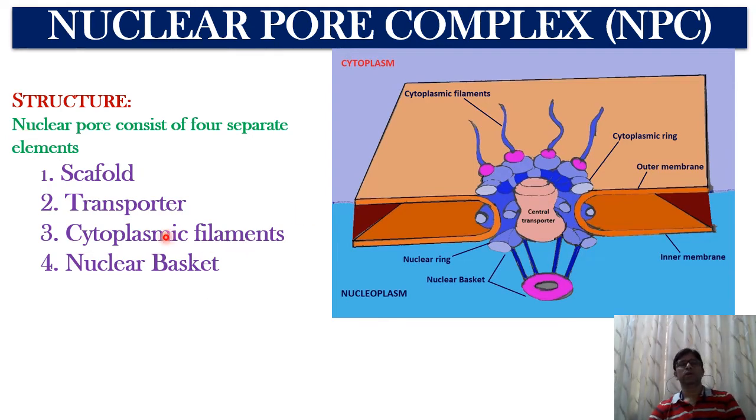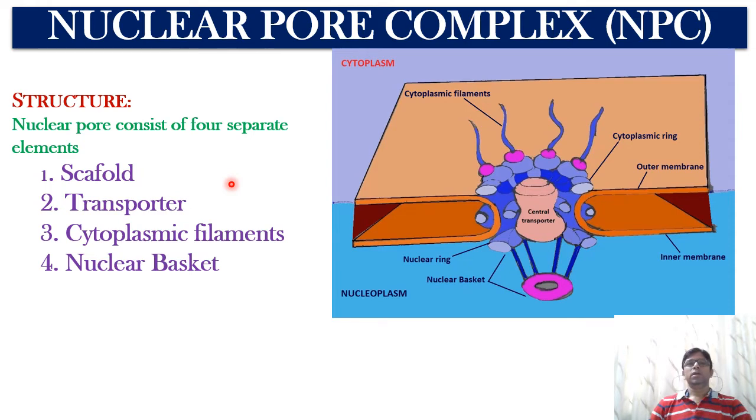Coming to the transporter, the second element of the nuclear pore complex, it is the central hub which carries out active transport of proteins and RNAs. This transporter is a proteinaceous ring and measures about 36 to 38 nanometers in diameter, and it consists of two irises which are arranged one above the other.